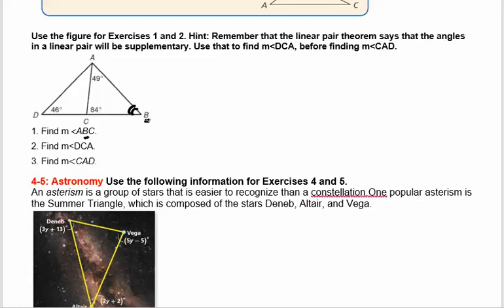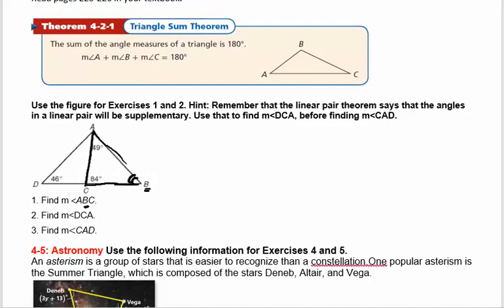So we have a triangle ABC, and in this triangle, two of the angles are known and one is not. So we can use the triangle sum theorem to find the missing angle. We know the measure of angle A is 49. We don't know the measure of angle B, so I'm just going to write B. And the measure of angle C is 84. And we know that that will be equal to 180 degrees.